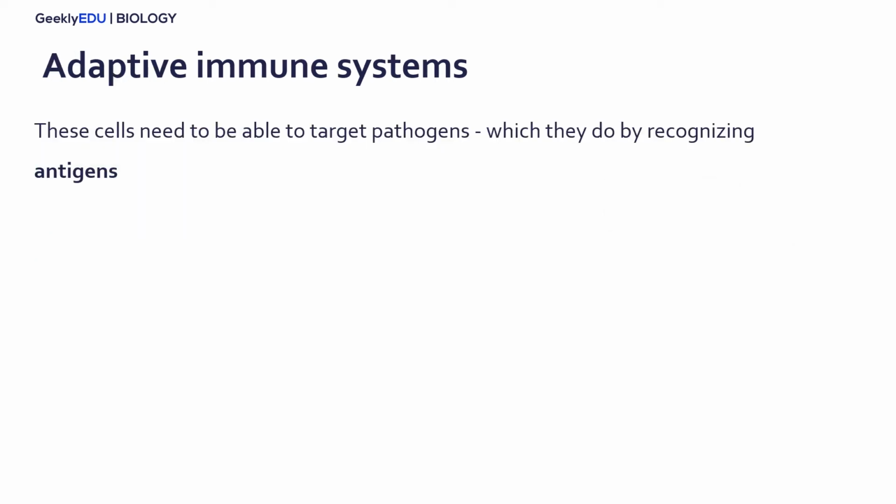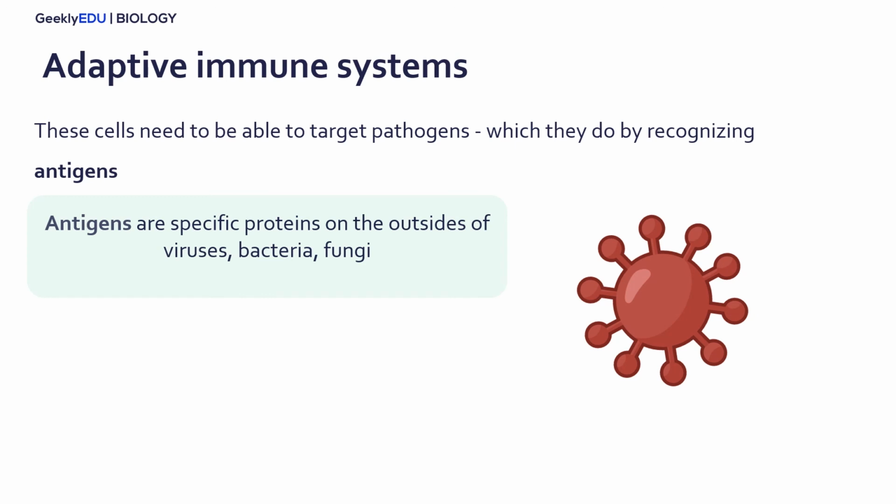Now, the adaptive immune system is a little bit different because it has to be very good at recognizing cells which are not our own. And to do that, it recognizes things called antigens. Now, antigens are proteins which are on the outside of pathogens. So these are specific to certain viruses, bacteria, and fungi and are found on the outside of their shapes or their bodies. So here we have a virus, and these little protrusions we call antigens.